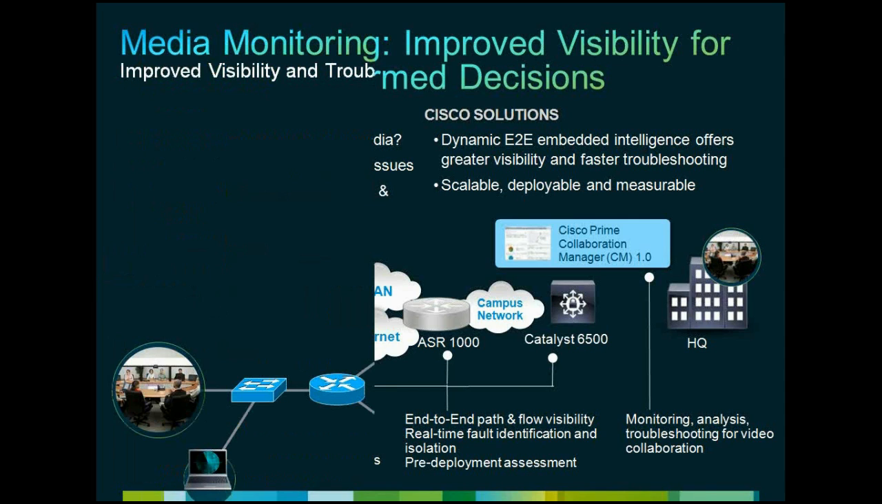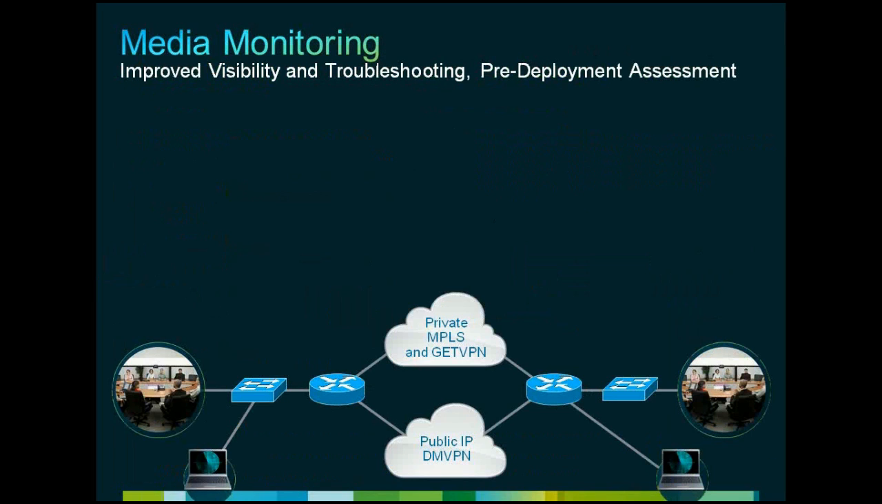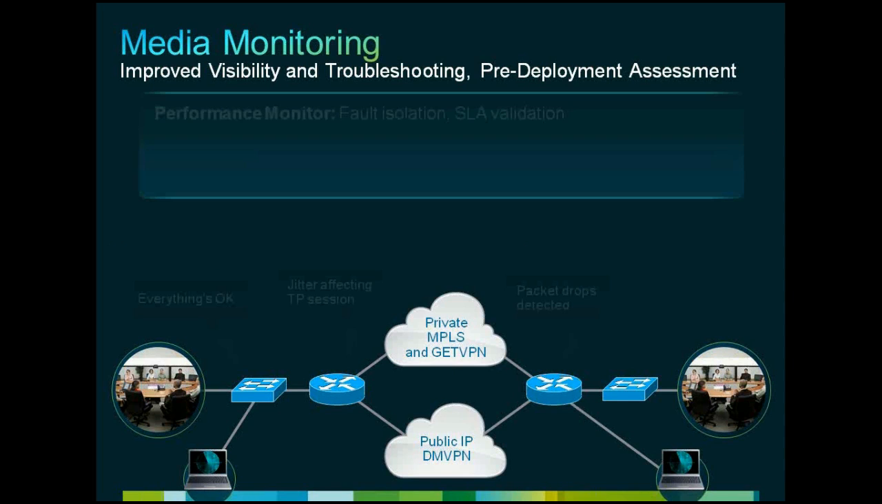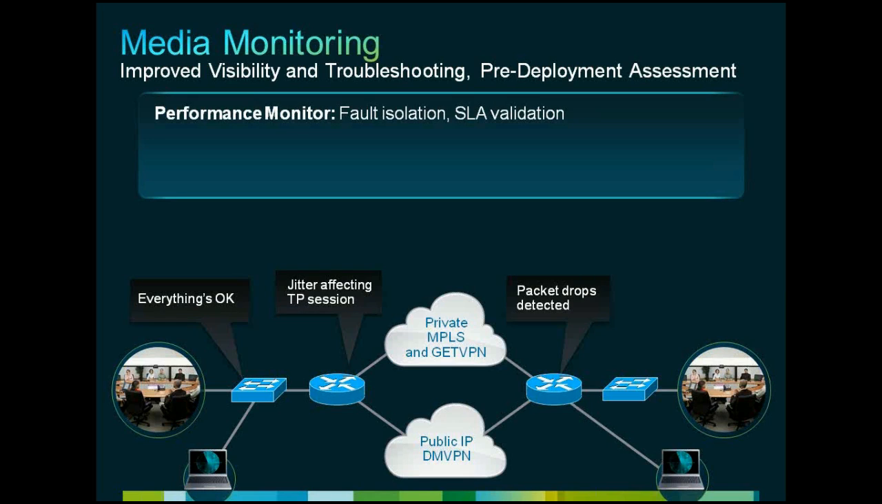Okay, so let's see, what is it then? I'm talking a lot, trying to give you some motivation and some context. But let's see how this works in practice. Let's do a little overview again of the three features. The first one is performance monitor. Performance monitor is all about fault isolation and service level agreement validation.